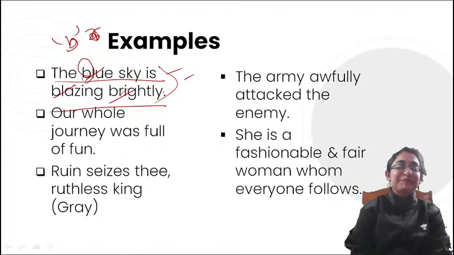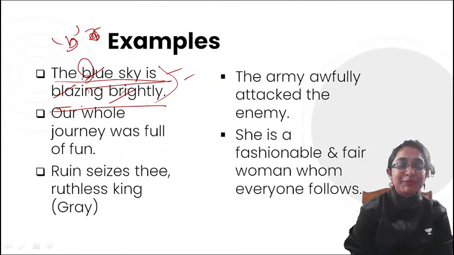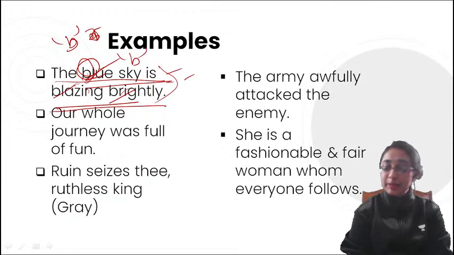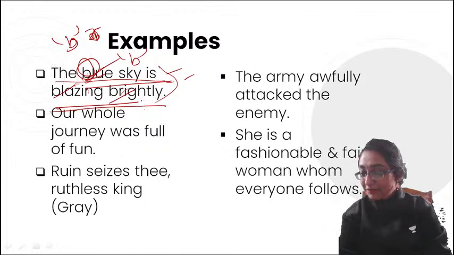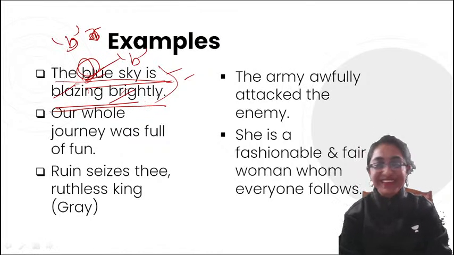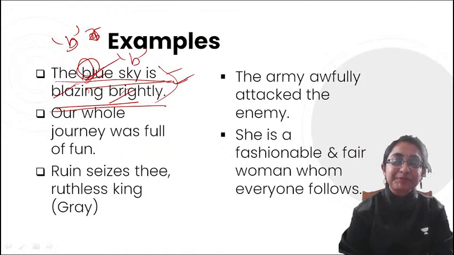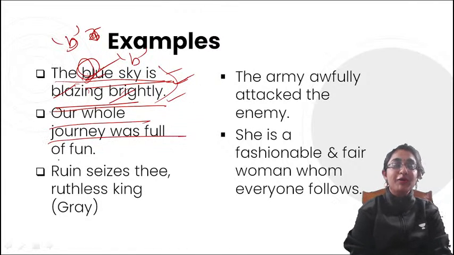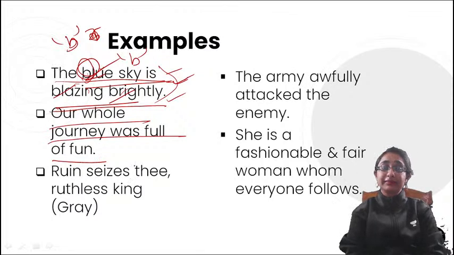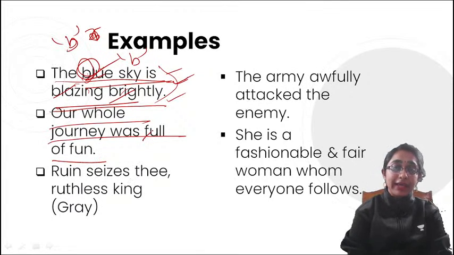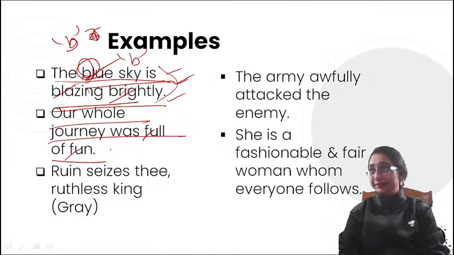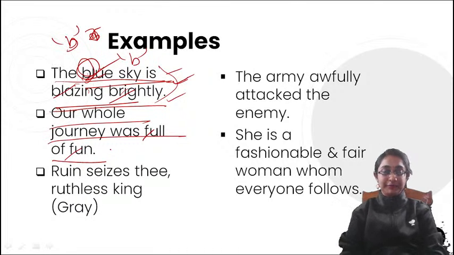Okay. So now the blue sky is blazing brightly. So the sound of B is repeated. So that is an example of alliteration. Okay. So blazing brightly. Our whole journey was full of fun. Okay. So the letter F is repeated. The sound fa is repeated. Full of fun. This is also alliteration.